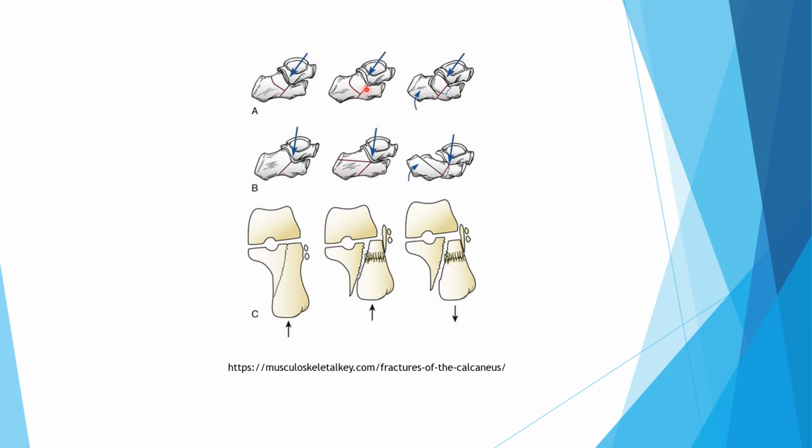If the secondary fracture line goes anterior to the tuberosity, this is called joint depression. So these are the two main types of intra-articular fracture: joint depression, when the secondary fracture line does not extend to the tuberosity part, and when it goes all the way here to the tuberosity part, it's called tongue depression type.